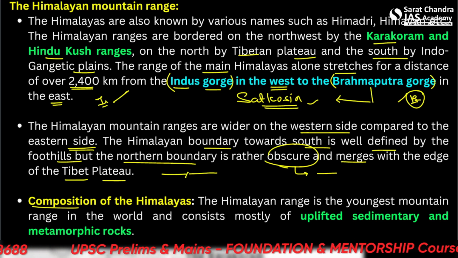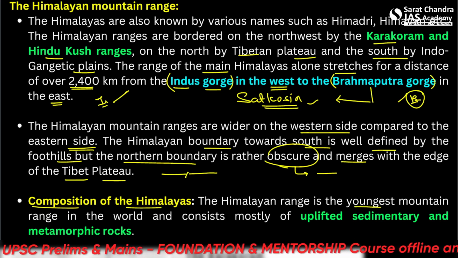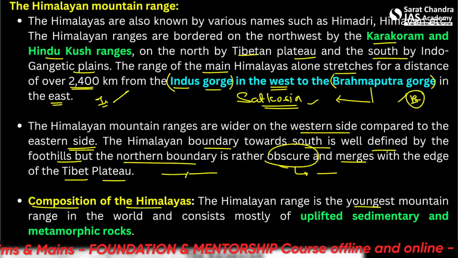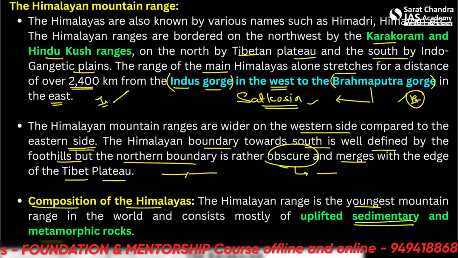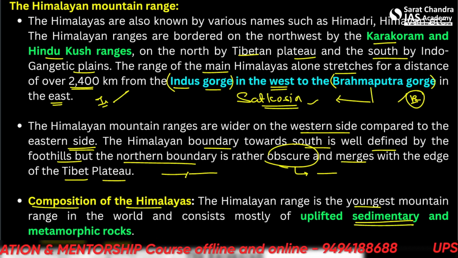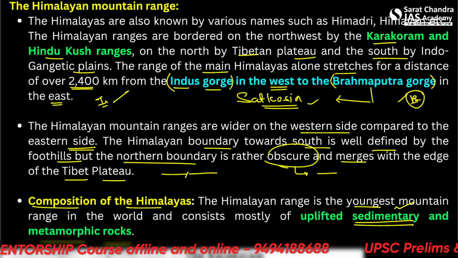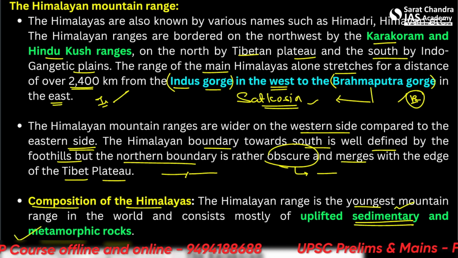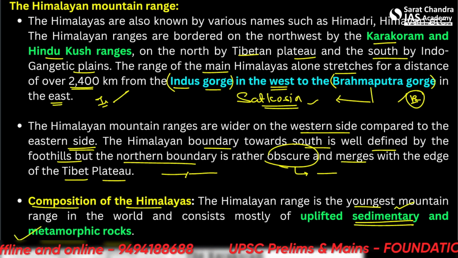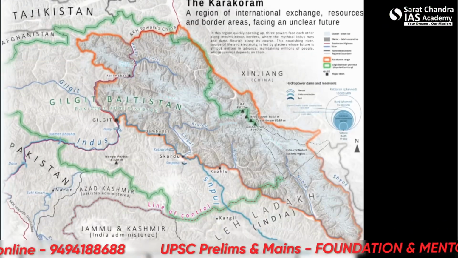Now let's talk about the composition of the Himalayas. They are the youngest mountain ranges in the world and consist mostly of uplifted sedimentary and metamorphic rocks, which are deposited by sedimentation and changed by metamorphism. Alright, let's talk further.